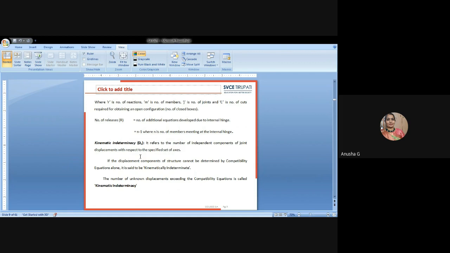Where c is the number of cuts required and obtained to convert a closed configuration to an open configuration. In that condition, we can say this. This is one type of condition that has to be obtained here. Next, we will go to the next topic.